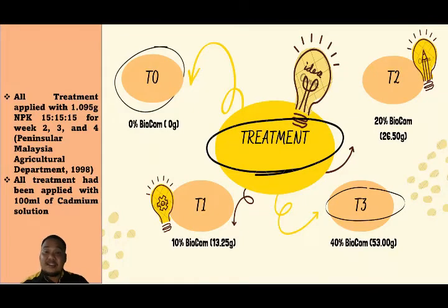In this study, it is divided into one control with three treatments. For control, 0% of biocom was applied. For treatment one, 10% of biocom was applied. For treatment two, 20% of biocom. And for treatment three, 40% of biocom. All the treatments were applied with 1.095 grams of NPK for weeks 2, 3, and 4. All the treatments were also applied with 100 ml of cadmium solution.